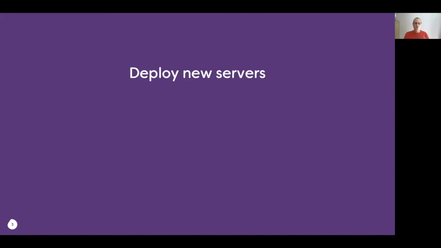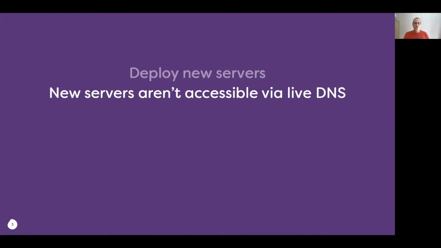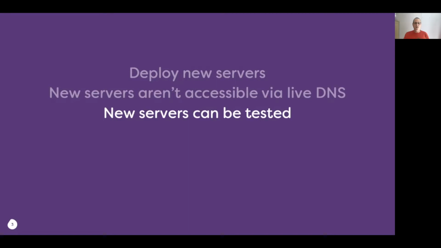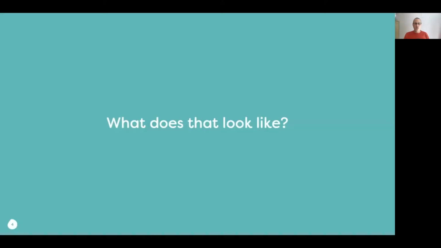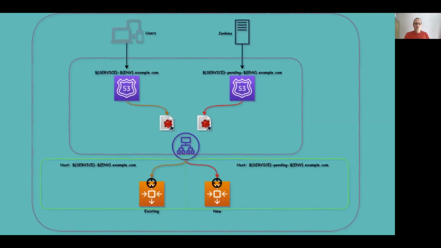So we want to start off by deploying some new servers. We want to make sure that they're not accessible to live until we're ready for them to be. We want to be able to test them. We want to be able to do a controlled traffic switch. We want to be able to destroy the old servers. And of course, we want no downtime to the customer. So what does this look like? It looks something like this.